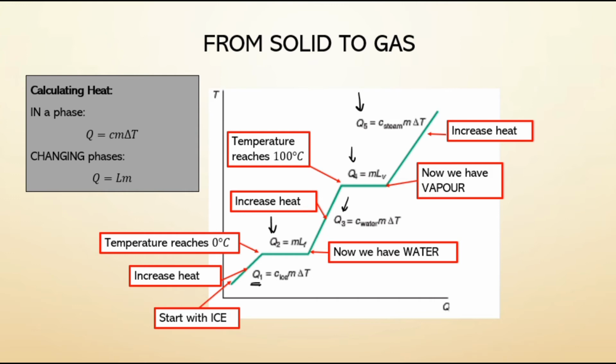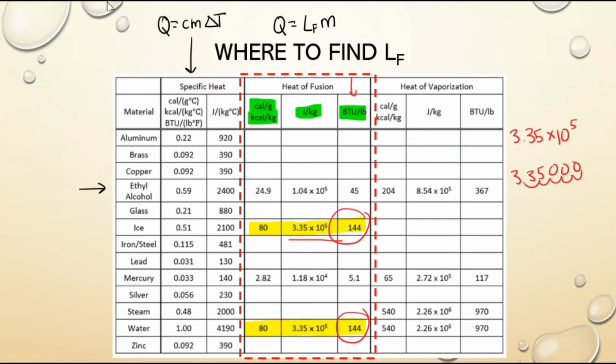So whenever you are in a phase, so if you are ice, you use the formula Q equals C M delta T. Now notice the C changes depending on the phase. The specific heat is different for each phase of water. So you can't just use 1 or 4190 or whatever for C. You can only use that for water. You have to go back to the chart. So back on our formula sheet, if we look at water, specific heat is 1 or 4190, depending on whether it's joules or not.